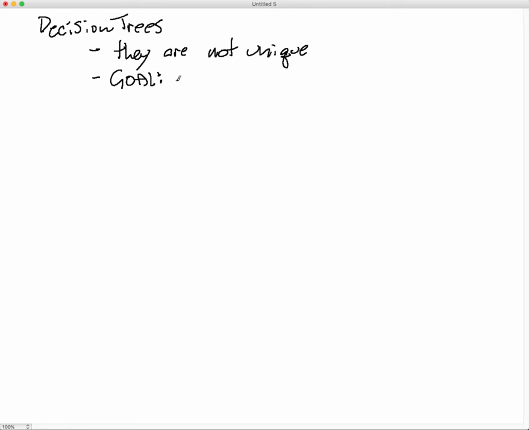The goal is to find the minimal depth tree. And unfortunately, there is no algorithm for doing that, but there is this thing called a heuristic, and we described the difference between an algorithm and a heuristic previously. And this heuristic has a name.